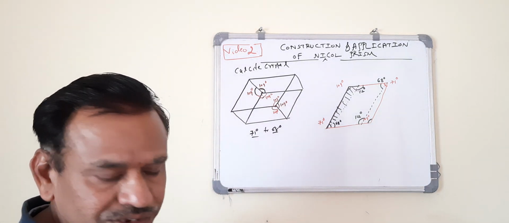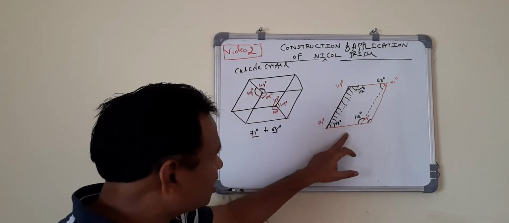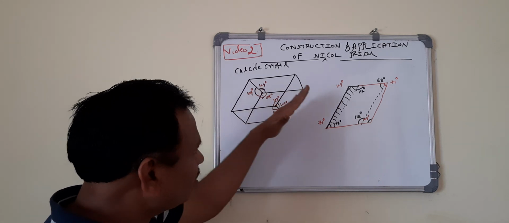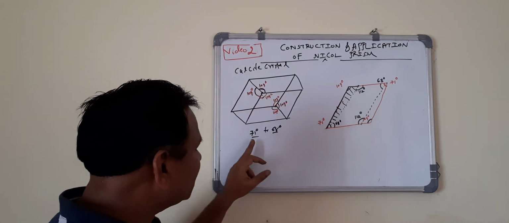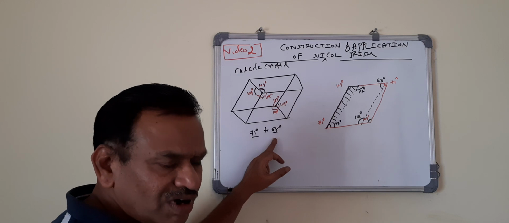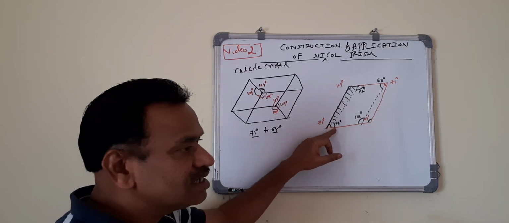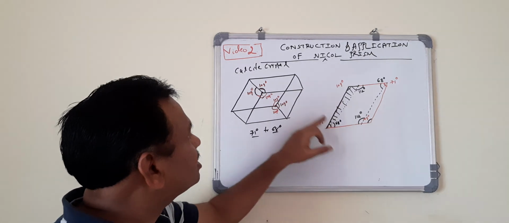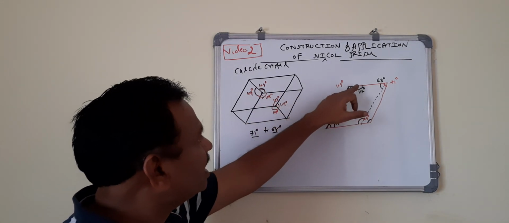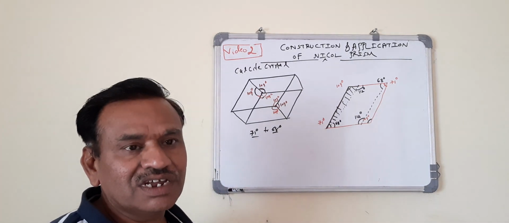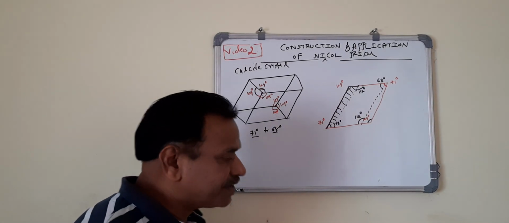This Nicol constructed the prism in such a way that from the calcite crystal, he cut the faces in such a way that he reduced 71 degree to 68 degree. You see, this is 71 degree, this is 68 degree. As a result, this angle of 109 degrees is now increased by 3 degree.